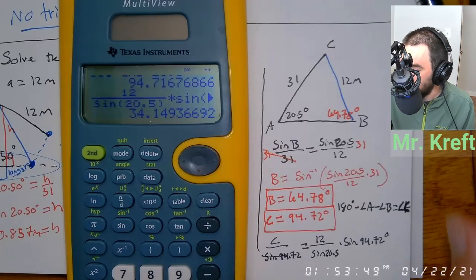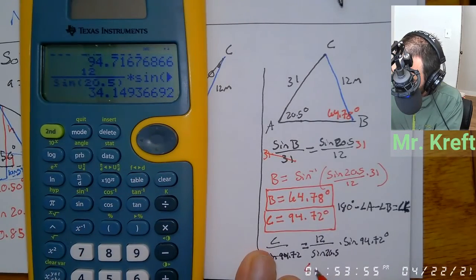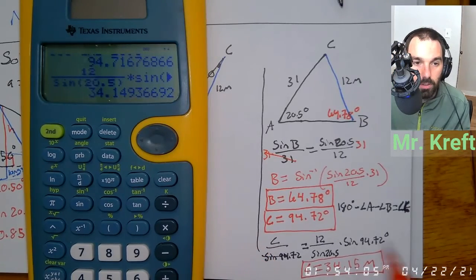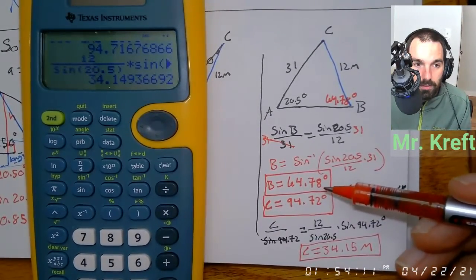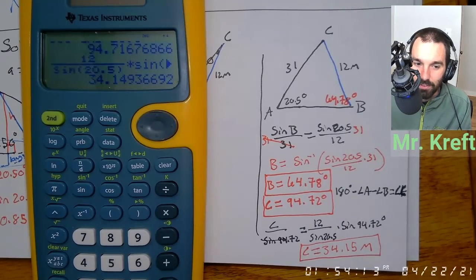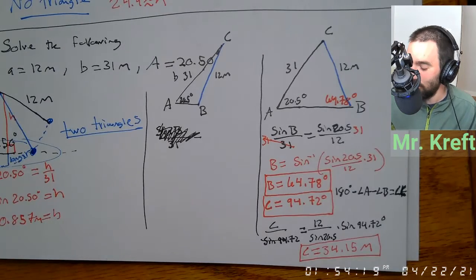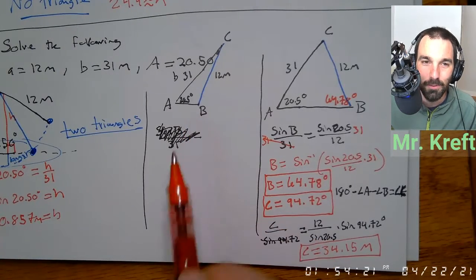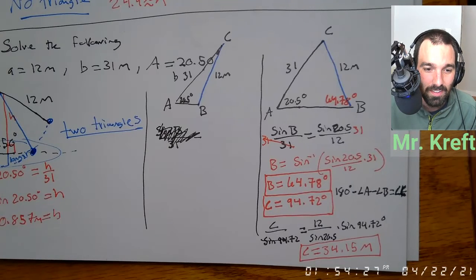Okay, so I do this, and I get my side C. So little c is 34.15 meters. You guys see how important units are, right? It's not an angle. So there I have found my angle B, my angle C, and my side C. Now, I hope you guys thought this was fun, because now we're going to do everything over here for this triangle. You guys see these problems are long, right?